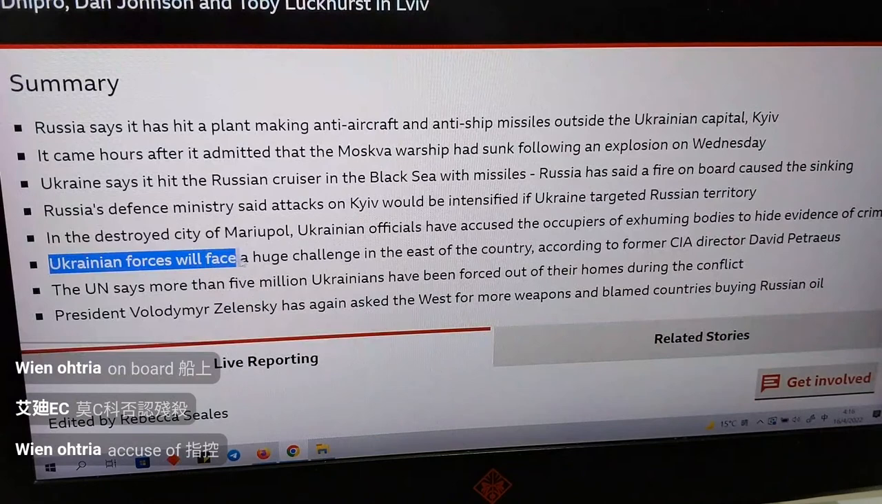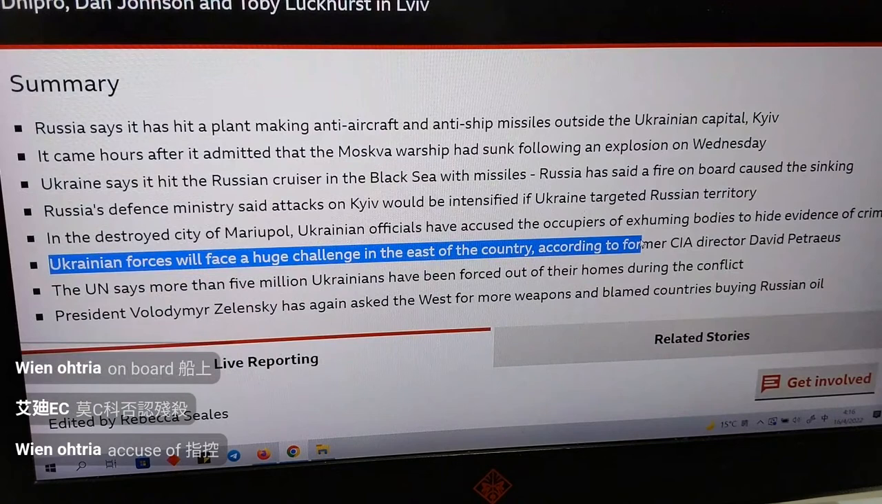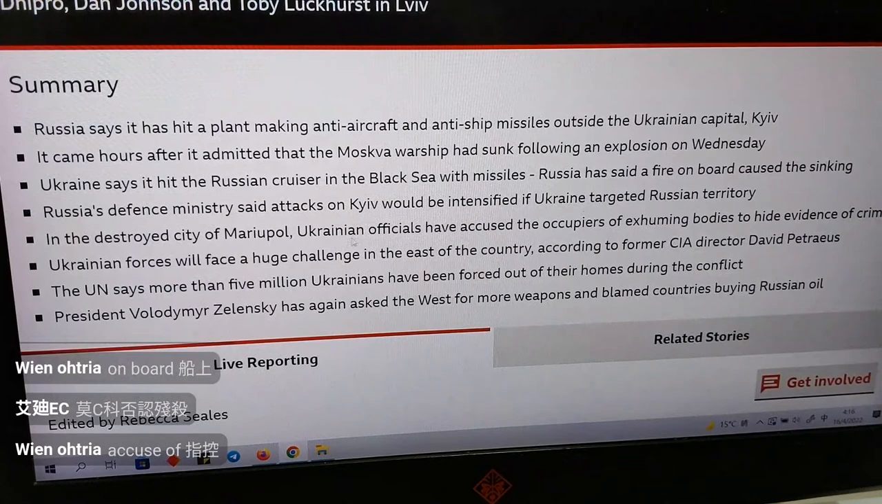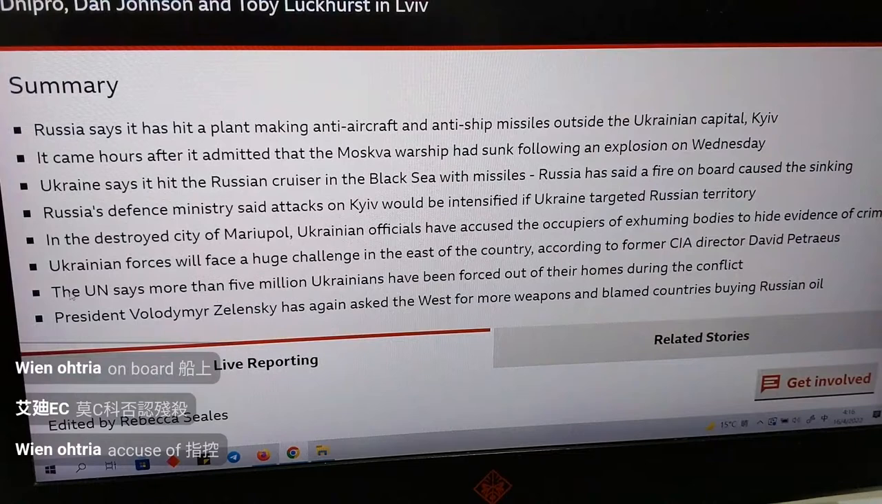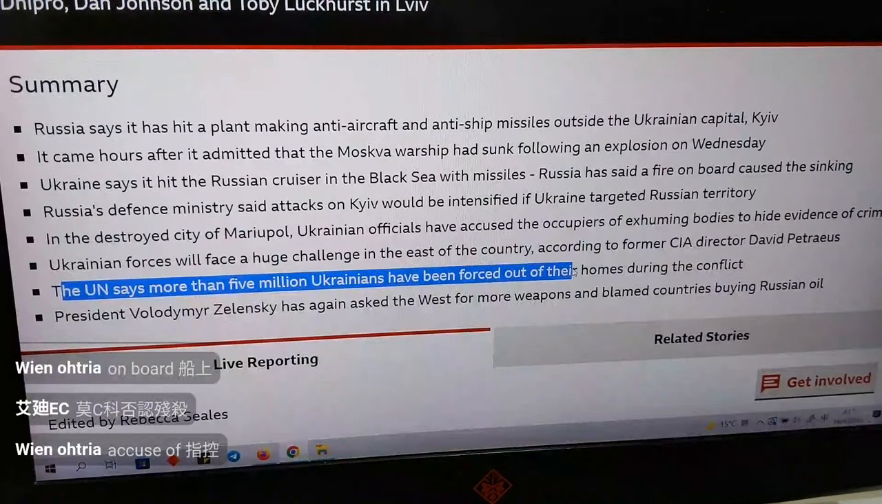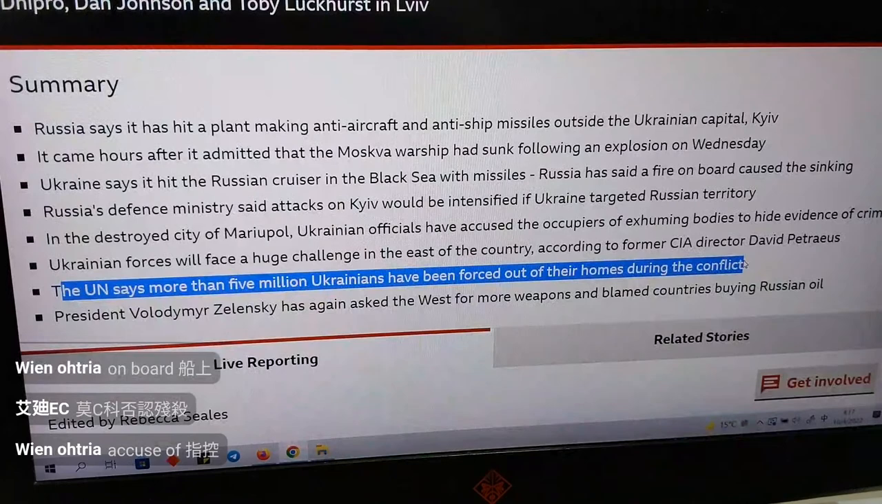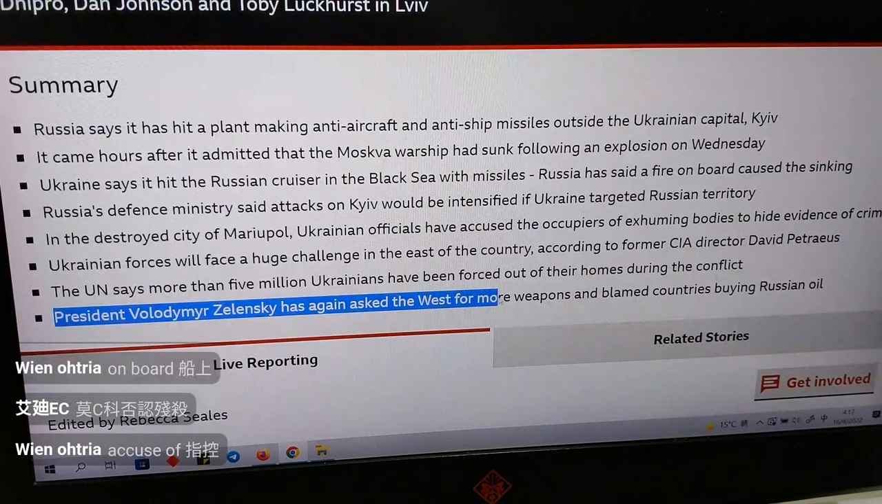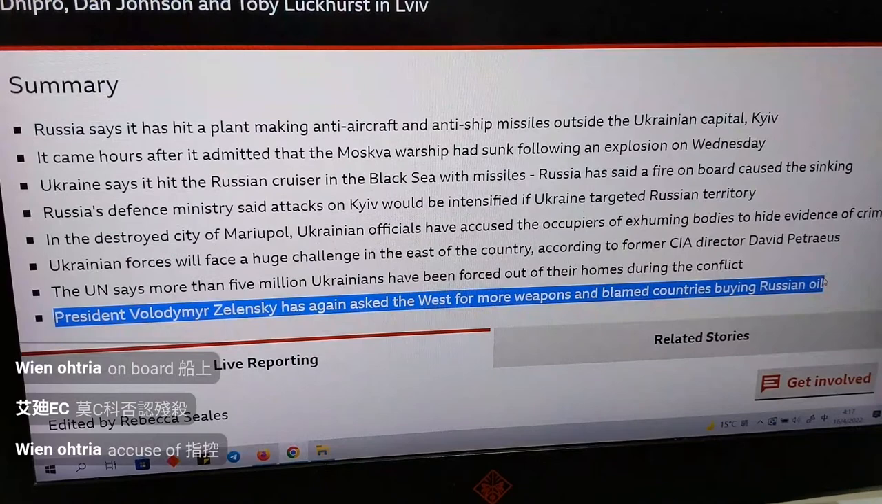Ukrainian forces will face a huge challenge in the east of the country, according to former CIA director David Petraeus. Accused of... 係咯指控咯，係咯指控，呢個都成日見嘅accuse咧就係指控，告佢啊指控啊即係。莫斯科否認查查，OK，The UN says more than 5 million Ukrainians have been forced out of their homes during the conflict. 咁咧已經係有500,000人咧，就咁啊已經係被迫離開家園啦嚇。President Volodymyr Zelensky has again asked the West for more weapons and blamed countries buying Russian oil.